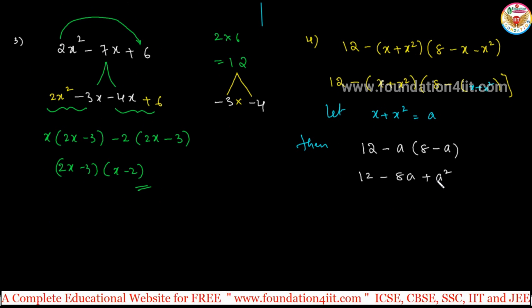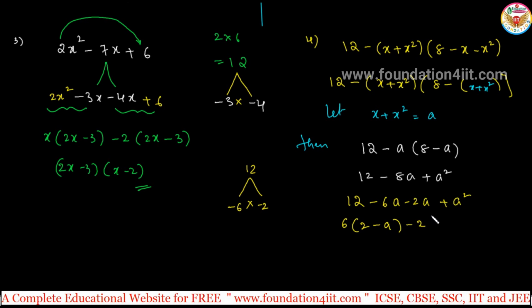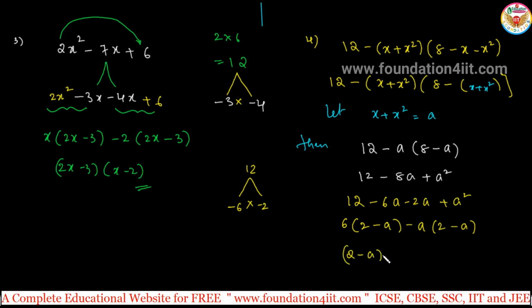Now the a square coefficient is 1, and 12 is the constant. So 12 we should make into a product of two numbers which when added give minus 8. Obviously it is 6 into 2, so minus 6 into minus 2 is 12. So this 12, then minus 6a minus 2a, the middle one minus 8a, plus a square. Let's take 6 common: 2 minus a; minus 2 can't be taken common, so only a it is. So 2 minus a, because minus into minus is plus a square. Now 2 minus a, next here is 6 minus a: 2 minus a into 6 minus a.